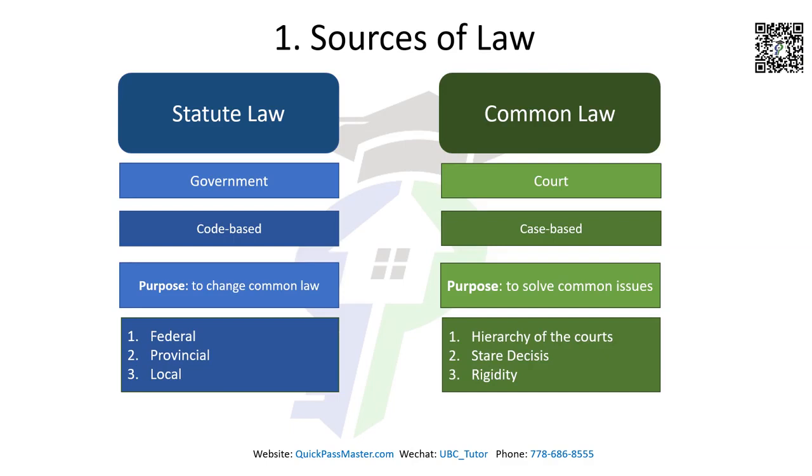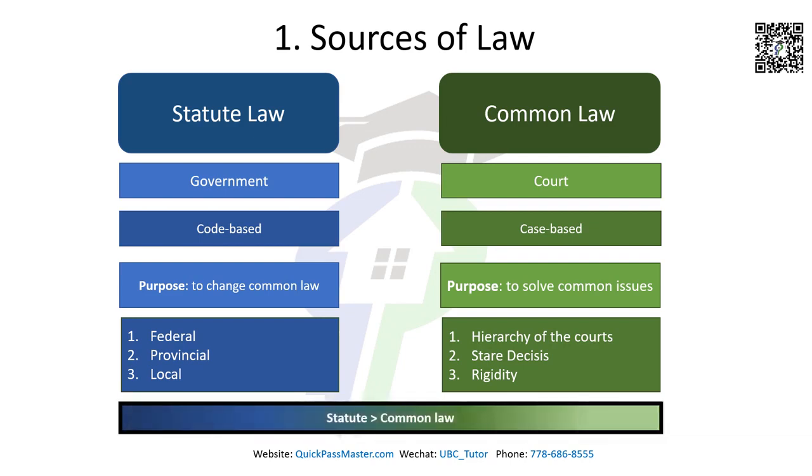Statute law is the law created by the government. In Canada, government has 3 levels: federal level, provincial level, and the local level. While the common law is created by the courts. And common law has 3 characteristics. Number 1, it uses the hierarchy of the courts. Some courts are higher level, some courts are lower level. And number 2, it uses the doctrine of stare decisis. And number 3, common law is rigid. And when statute law conflicts with the common law, statute law will prevail.